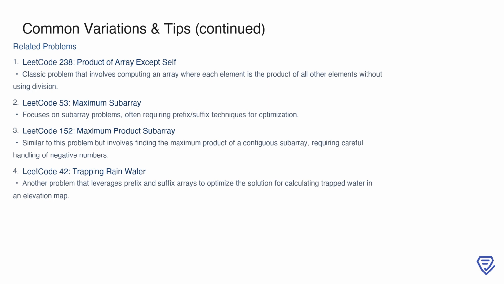Similarly, maximum product subarray challenges you to find the maximum product of a contiguous subarray, which demands careful handling of negative numbers. Lastly, trapping rainwater is another problem where prefix and suffix arrays come into play, as they help optimize the calculation of water trapped in an elevation map. Understanding these related problems and the techniques they share can help you build a stronger foundation for tackling similar challenges.